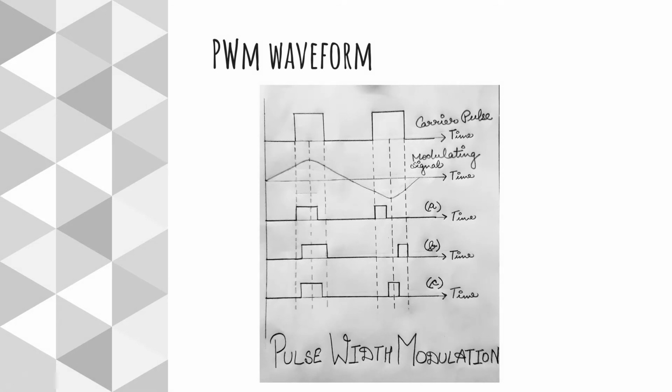PWM waveform. The first signal is the carrier pulse. The second signal is the modulating signal. A, B, and C are the variations of PWM. In part A, the leading edge of the pulse is constant and the trailing edge varies according to the message signal. In part B, the trailing edge of the pulse is constant and the leading edge varies according to the message signal. In part C, the center of the pulse is constant and the leading and trailing edges vary according to the message signal.